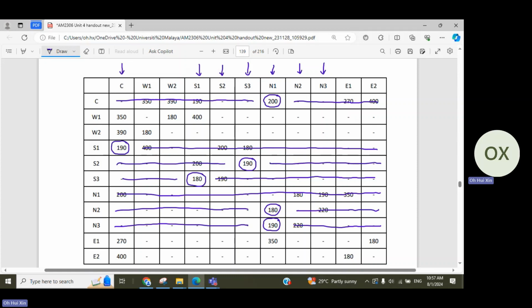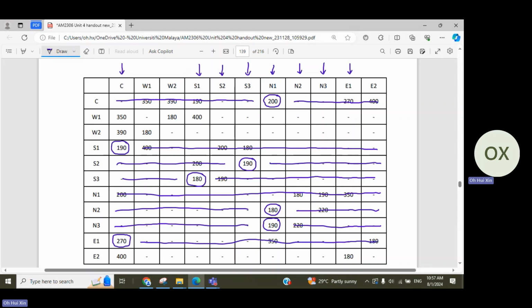Same thing, you are comparing column C, S1, the entire thing until N3. The numbers that you are looking at are 350, 400, 350, 390, 270, and 400. The smallest number is 270. 270 brings us to E1. So that's why arrow at E1, strike through everything for E1.